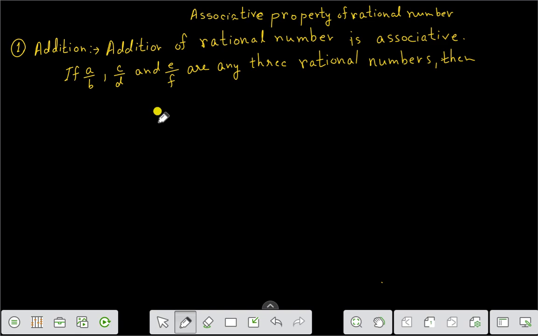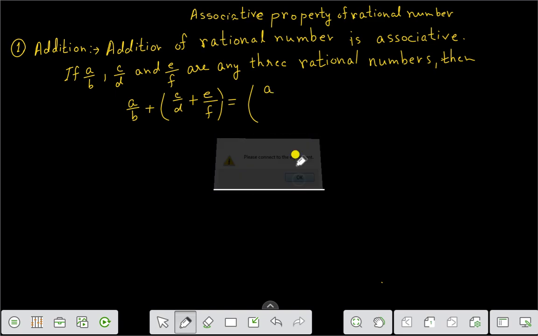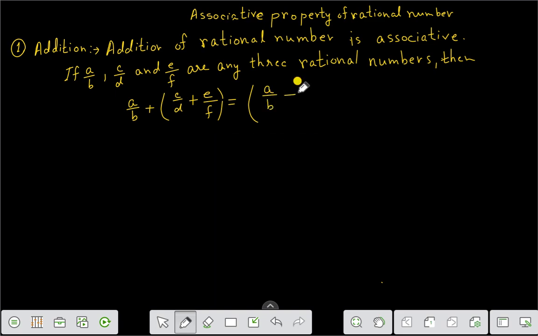a by b plus, in bracket, c by d plus e by f is equal to, in bracket, a by b plus c by d, plus e by f. This is the associative property of rational numbers.